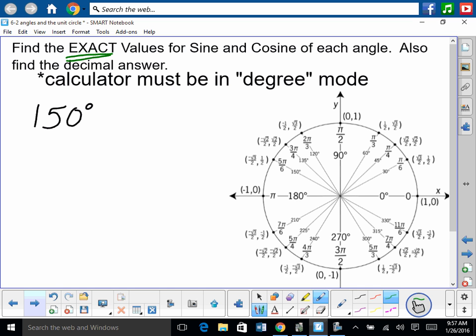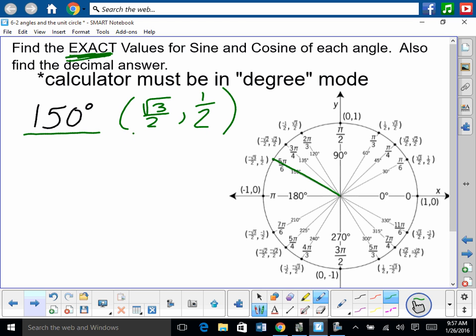Now, the reason we use the unit circle is so that we can find the exact values, because that's what's appropriate as an answer. We want exact values. So it says, find sine and cosine of angle 150 degrees. So let's find 150 degrees on our unit circle. It's right there. So I have the point square root of 3 over 2, comma 1 over 2. Does everybody see on your unit circle how you have that?